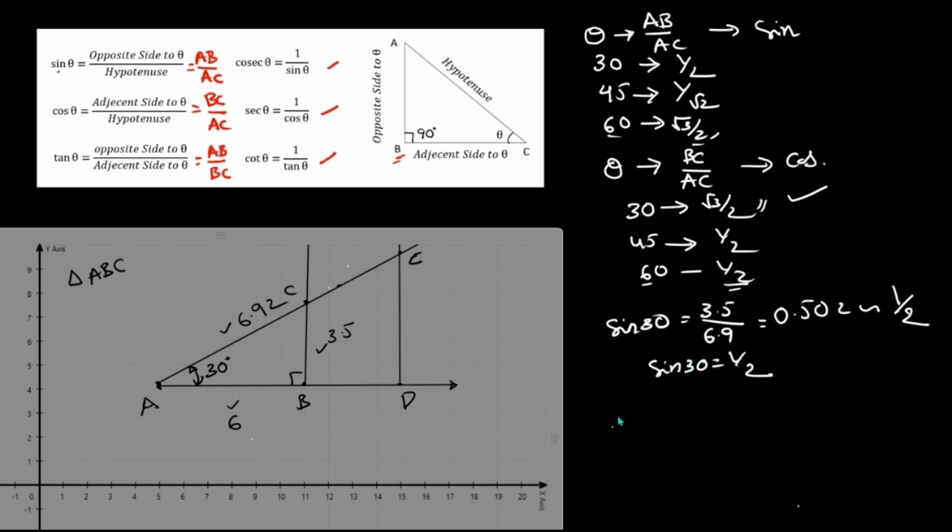Similarly, let's do it for cos 30. Cos 30 is the adjacent side to the angle over the hypotenuse, that is AB by the hypotenuse. The adjacent side is 6, so 6 by the hypotenuse, which is 6.9. If you do it here, you will get around 0.86. This value is almost equivalent to √3/2. This 0.86 is √3/2, you can check with your calculator.